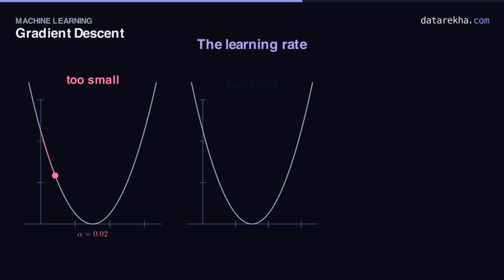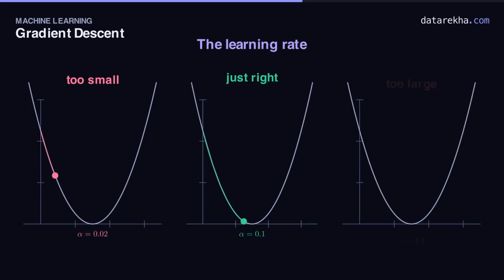In the middle, alpha is just right, a tenth. The steps are bold where the wall is steep, then automatically gentle near the floor, and the dot glides smoothly into the minimum. This is the sweet spot every practitioner is hunting for.